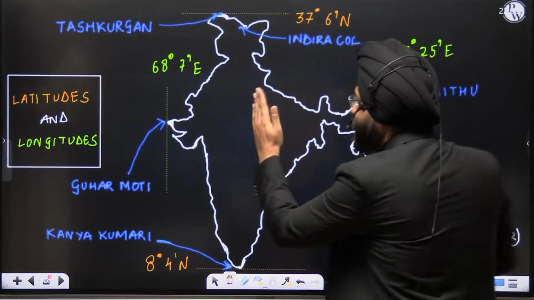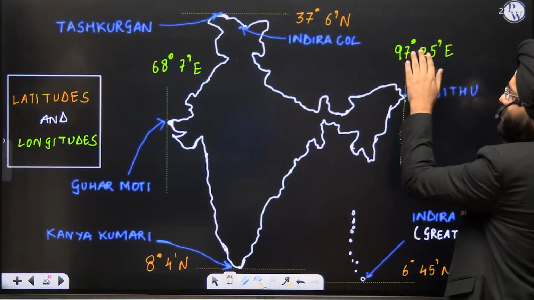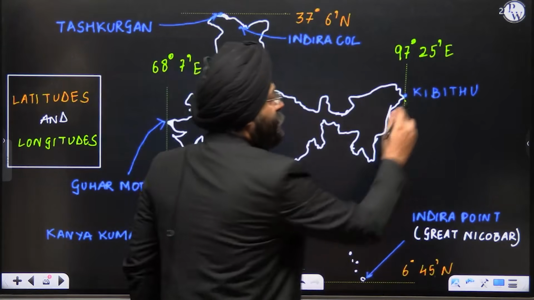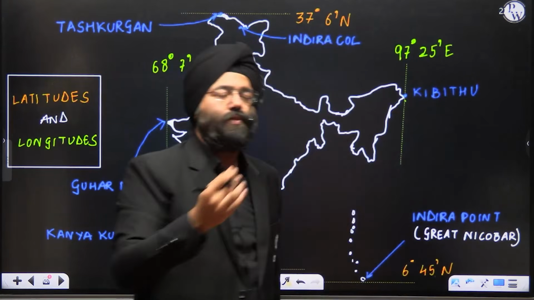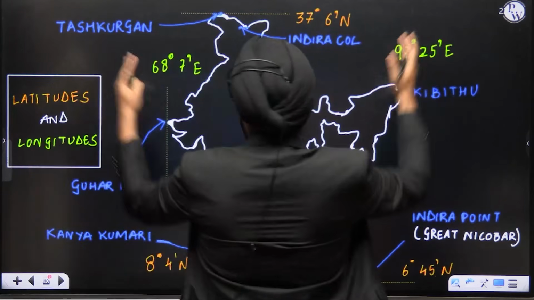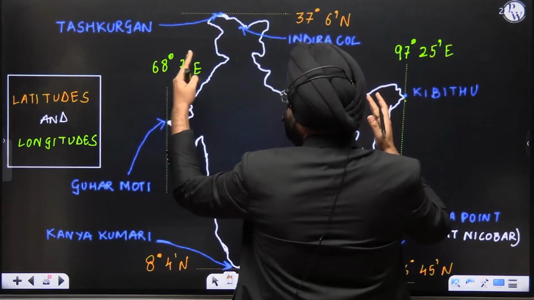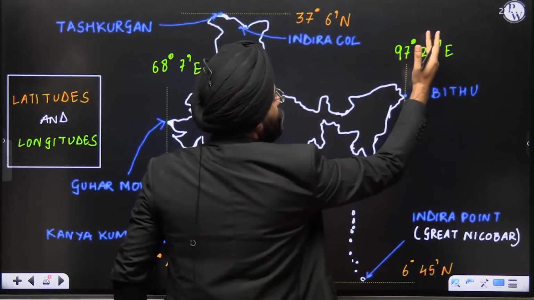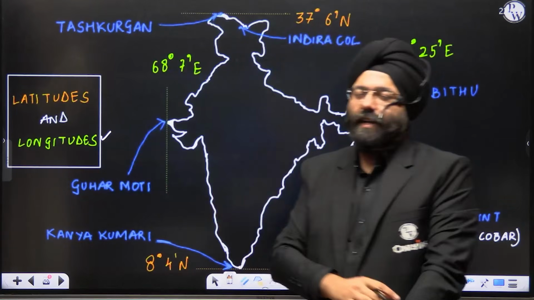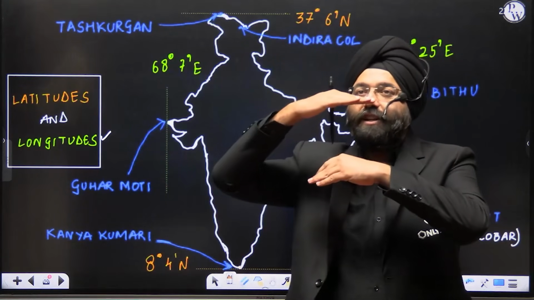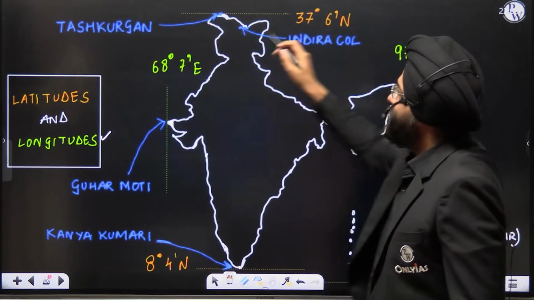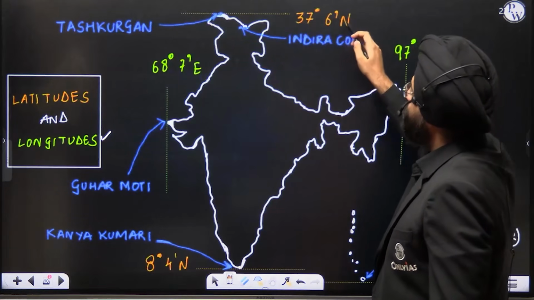Now, if you see the easternmost point, it is 97 degrees 25 minutes east. The point being Kibithu, which is in Arunachal Pradesh. So this is your longitudinal extent, from 68 degrees 7 minutes east to 97 degrees 25 minutes east. Now, if you have understood the longitudinal extent, let us understand the latitudinal extent. See, the topmost point is 37 degrees 6 minutes north.